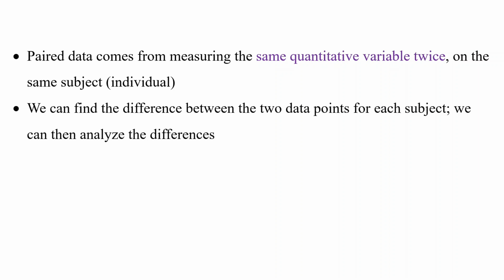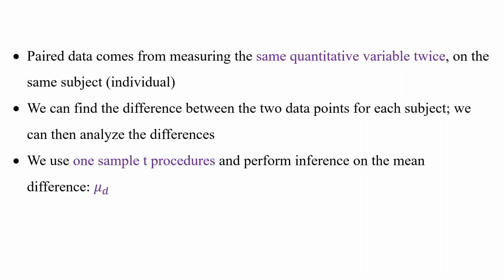Okay. So you measure the same quantitative variable twice, one with 1 treatment and the other with the other treatment, on the same subject or the same pair of subjects. You find the difference between the 2 data points and then you analyze the differences. Okay. So you're going to get two sets of data, the same quantitative variable twice, but then you analyze the differences between each subject. And you will use a one sample t procedure and perform inference on that mean difference.